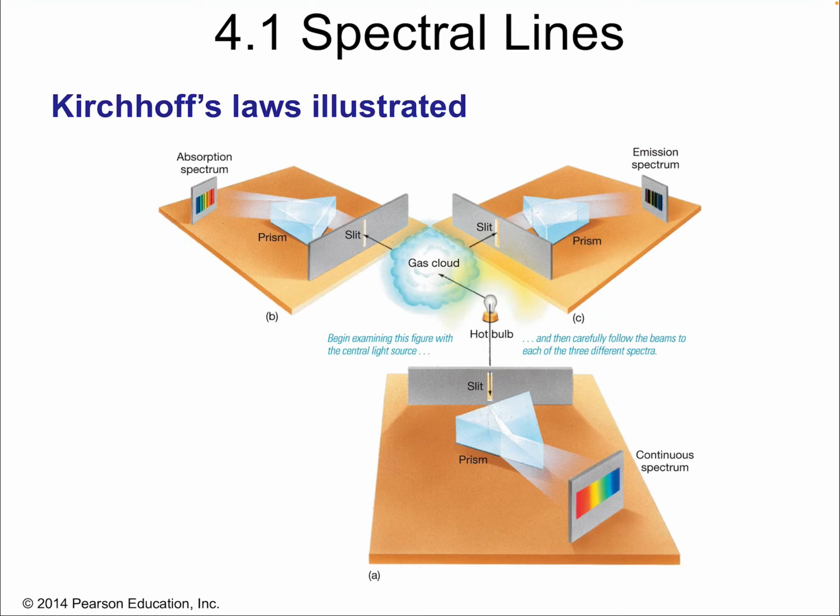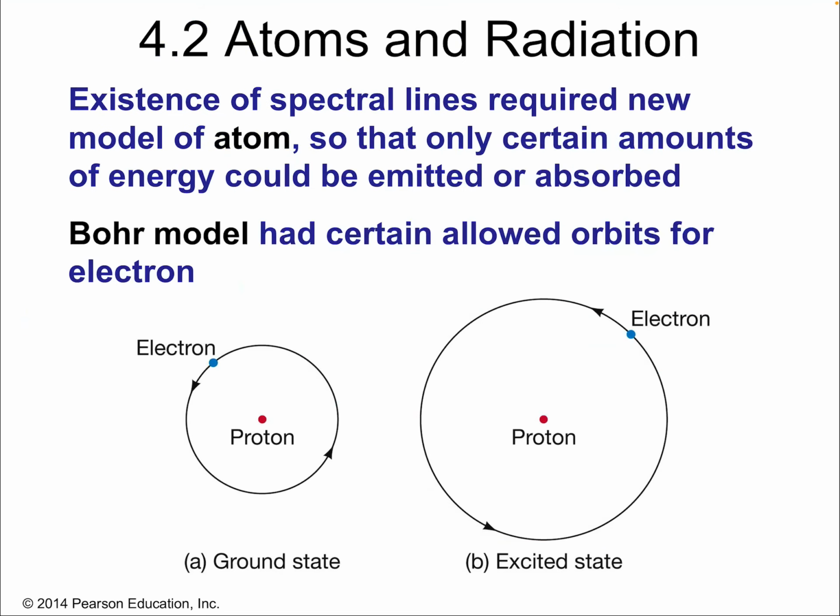Here are Kirchhoff's laws illustrated, a good summary of all the ideas that I've talked about. It's a good reference slide that you can refer back to, to make sure that you understand the three and otherwise fill in your gaps of knowledge. So the existence of these spectral lines begs a question. Where are they coming from?